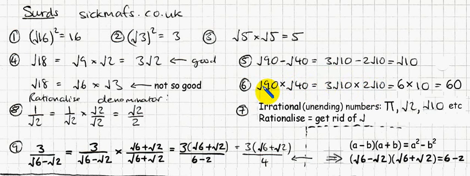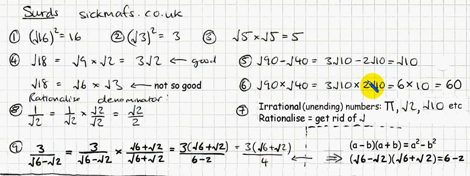Let's explain this one again. Square root of 90 can be broken down into square root of 9 times square root of 10. But square root of 9 can be simplified to 3. So instead of square root of 9 times square root of 10, I can just say 3 times square root of 10. Anyway, that's the second time I've explained it, so hopefully that makes sense now.